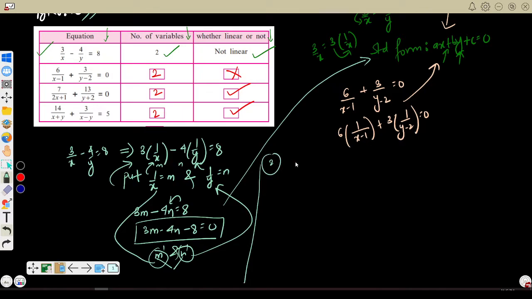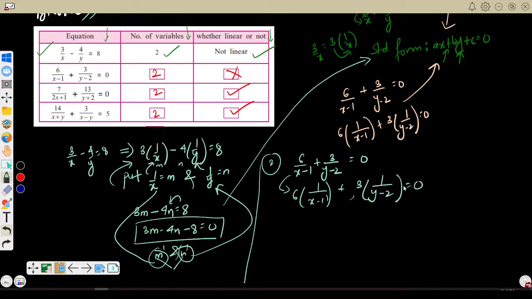If you observe the second example in this table, it is 6 upon x minus 1 plus 3 upon y minus 2 is equal to 0. The same equation can be written as 6 multiplied with 1 upon x minus 1 plus 3 multiplied with 1 upon y minus 2 is equal to 0. Of course, I can write this. In this particular equation, if I write 1 upon x minus 1 as m, and if I put 1 upon y minus 2 as n, then this equation will be transformed into this format.